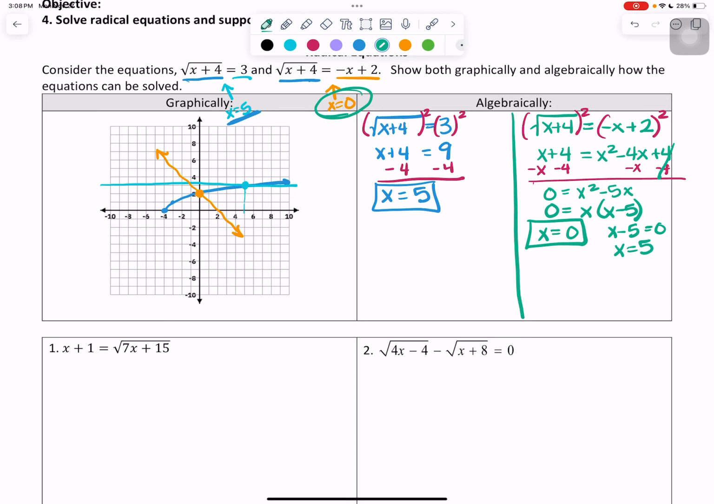If you don't graph it and you need to check, this is where you just plug it into the original equation. So if I'm going to check this one, I have square root, and instead of x, I'm going to put a 5. And again, instead of an x, I put that 5. So I get square root of 9 does not equal negative 3. That's why that cannot work. Or graph them like we do, and you see that it has to be the 0.